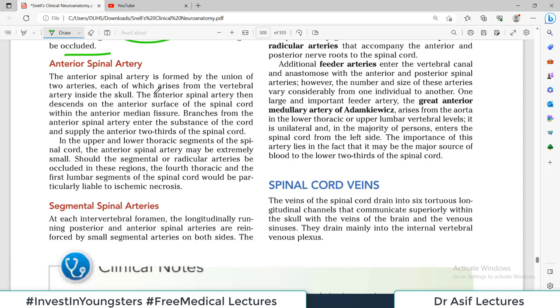Okay, ab anterior spinal artery kitni hoti hai? They are total one in number and they are formed by the union of two branches from the vertebral arteries. And the anterior spinal artery then descends on the anterior surface of the spinal cord.